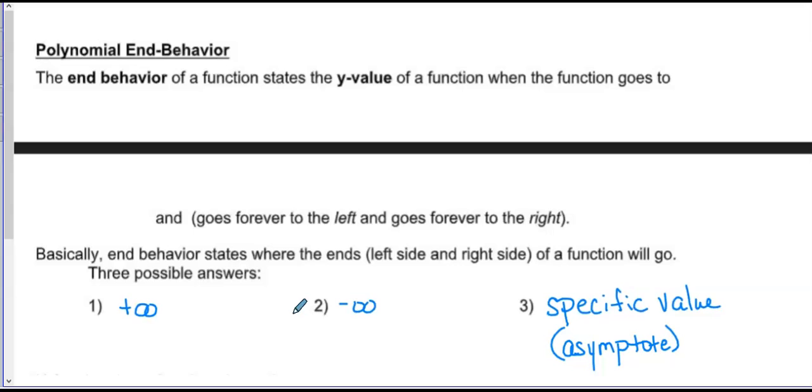Lastly, I want you to look at the top of page 5, and let's just talk about end behavior. Now, we've talked about end behavior all semester. We've done end behavior a lot. But what I just want to do is kind of summarize here. So end behavior just states when the x value does this, the y value does that.